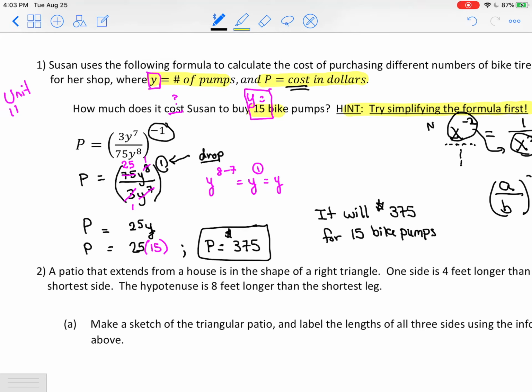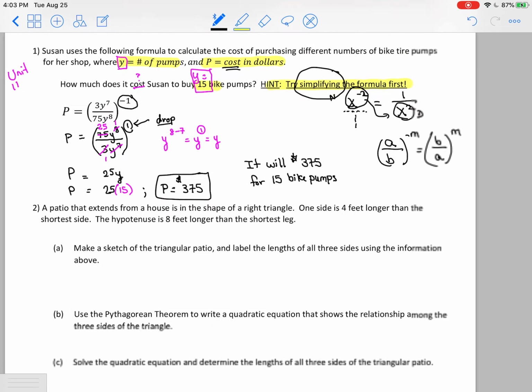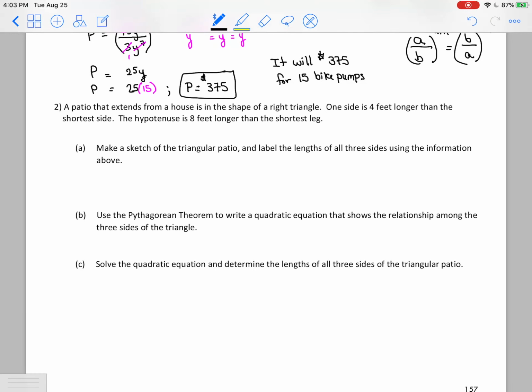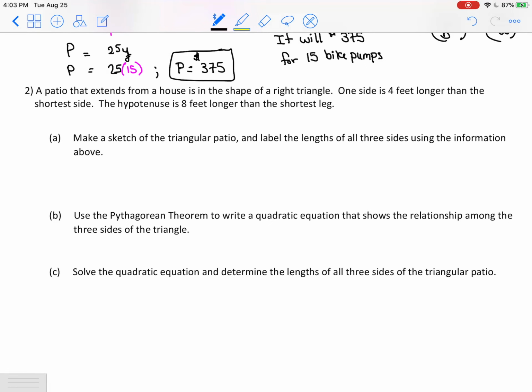Okay guys, so you can see that this problem is not that difficult when you think about simplifying inside first. Please do that. You will see a problem like this coming up.